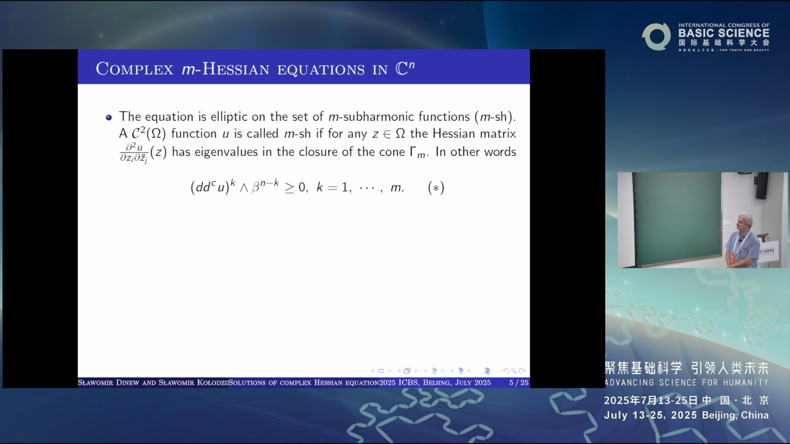This equation is elliptic with respect to m-subharmonic functions. A C^2 smooth function is called m-subharmonic if the Hessian matrix of this function has eigenvalues in the closure of this positive cone Gamma_m. It can be restated in this way: for k between 1 and m, we have inequalities where on the left-hand side we have a positive form.